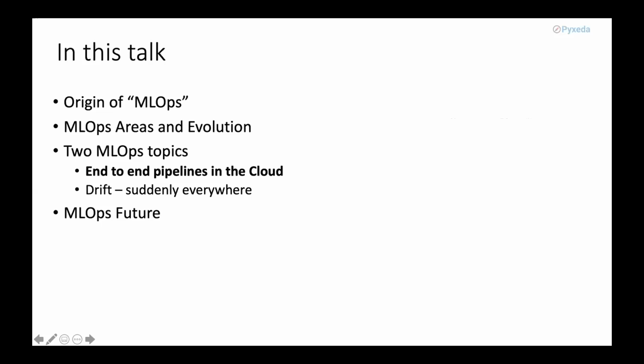So now I'm going to go into two different MLOps topics in a little bit of depth. The two MLOps topics that I'm going to cover are, essentially, cloud context, where I'll give you a little bit of context of how MLOps applies in AWS. Then I'm going to talk a little bit about Drift.